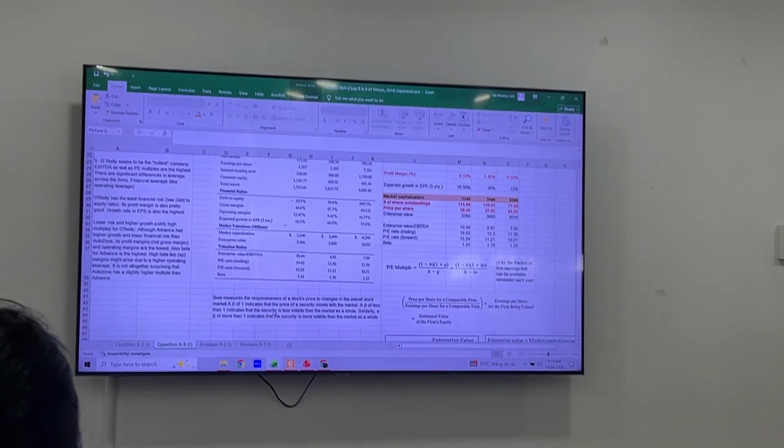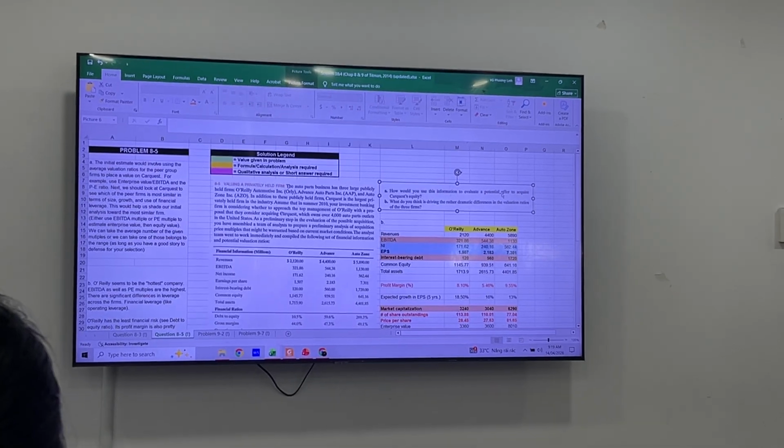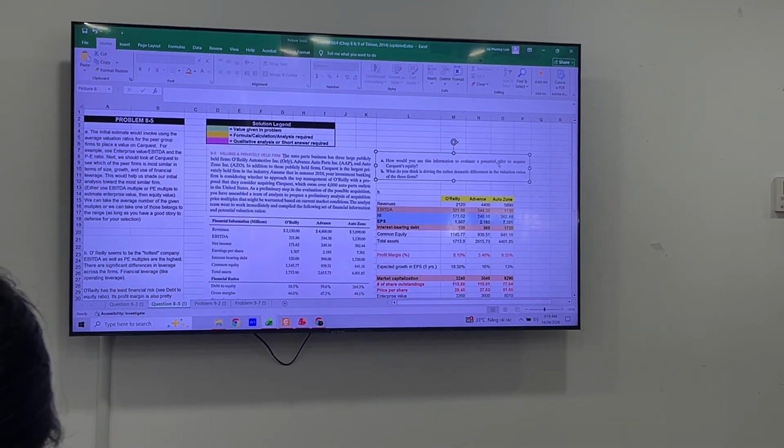Here, if we want to answer the question, that's it. How would you use this information to evaluate the potential offer? So what do we do first?